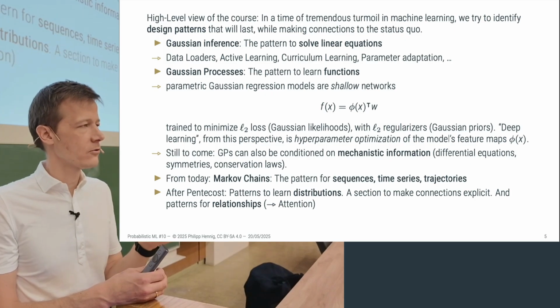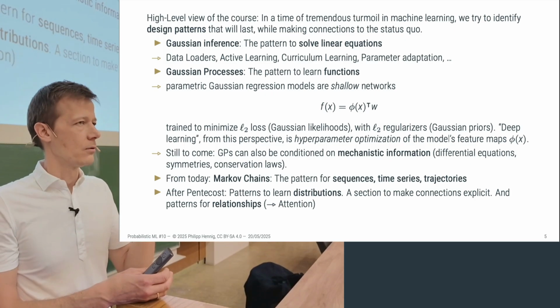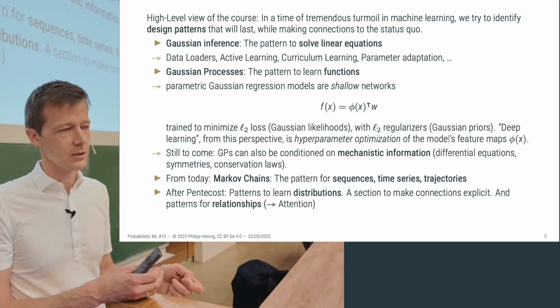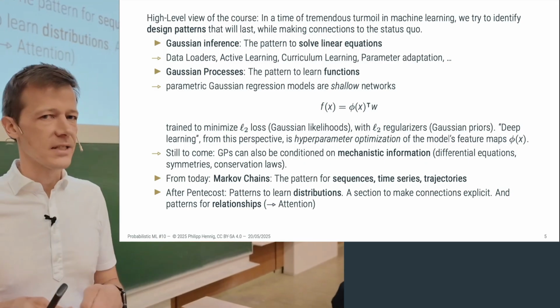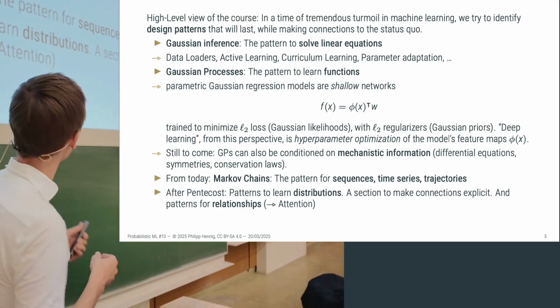So I'm trying to make occasional connections to the words you may have heard in a deep learning lecture or in a statistical machine learning lecture or in other machine learning lectures. Later on in the course, I'll make this connection more explicit. So far, I maybe haven't done it enough. So what have we done so far?